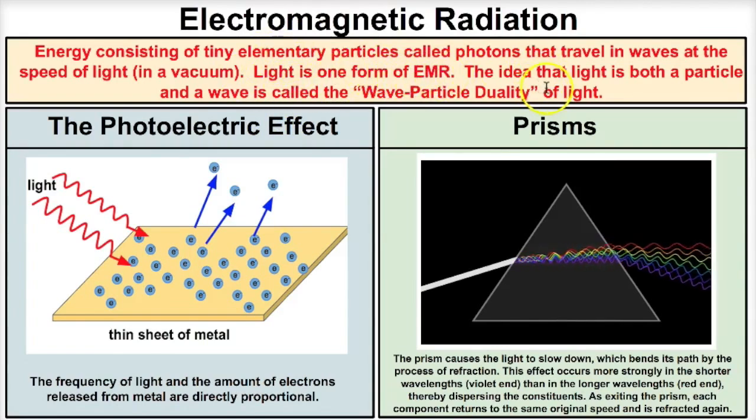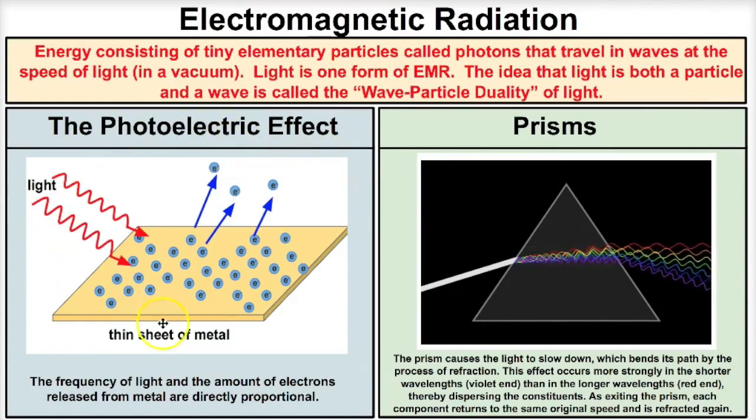radiation. And the idea that light is both a particle and a wave is called the wave-particle duality of light. We'll talk about this in a different video. You can click on that and see what that's all about. But basically, for now, just understand that electromagnetic radiation is a form of energy made up of tiny little particles called photons, and it travels in waves.